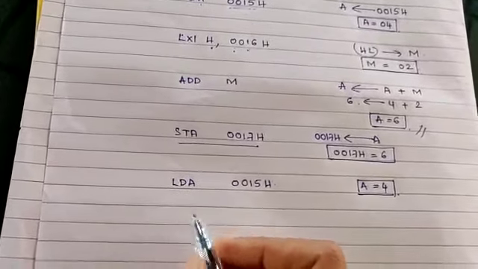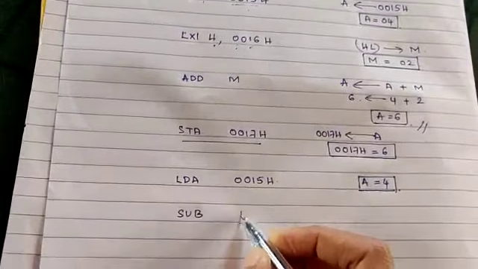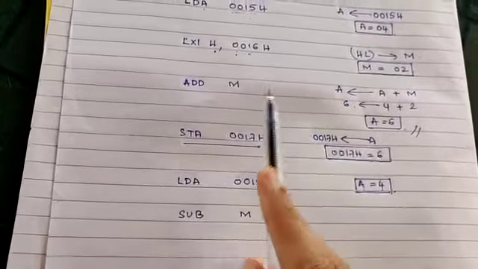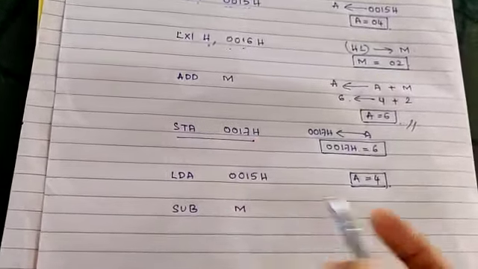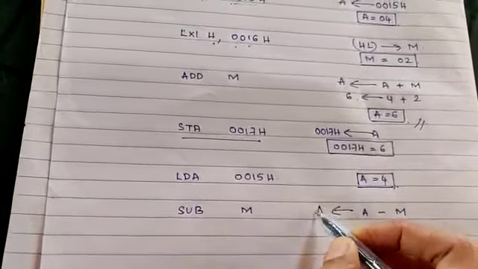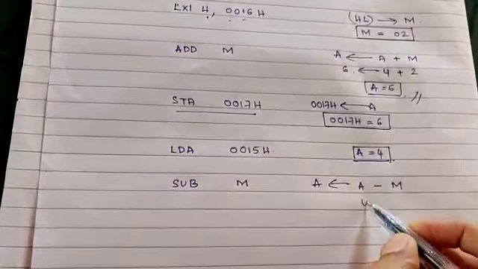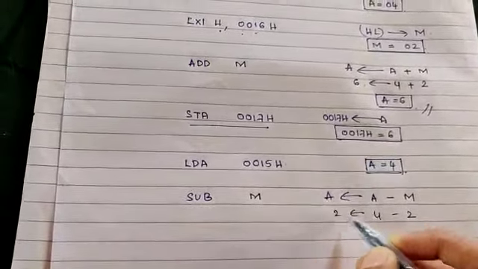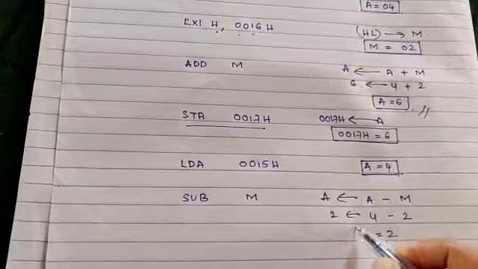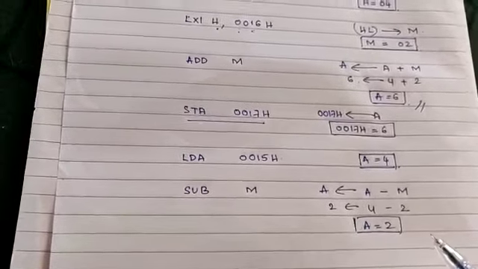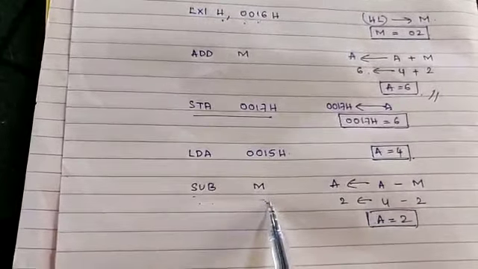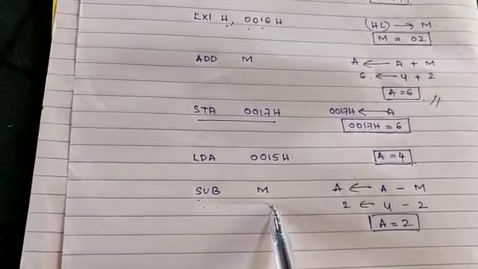The second number we don't need to load again because it is already present here in M. So we simply have to make use of SUB M. It has to be M only here, because the second number is loaded in 0016H. Okay, so now it performs A minus M, and the result is stored back into the accumulator. So it will perform 4 minus 2, and you are going to have A as 2.